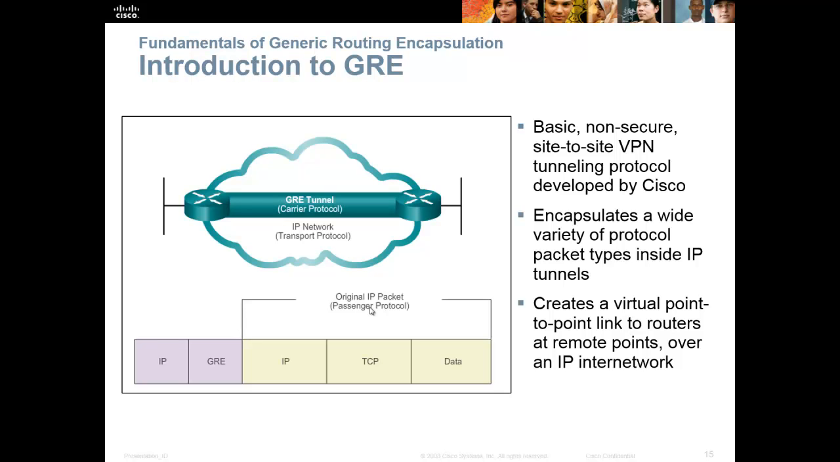So a GRE tunnel is just a generic routing encapsulation, a very basic non-secure tunnel that you can do between routers or Cisco devices.